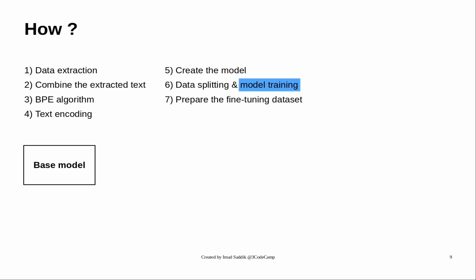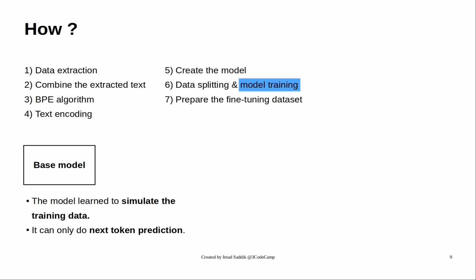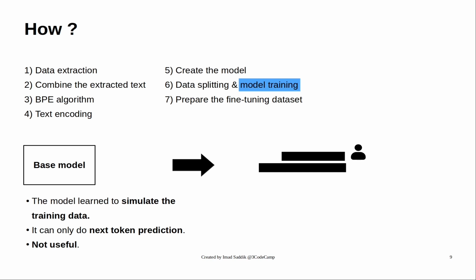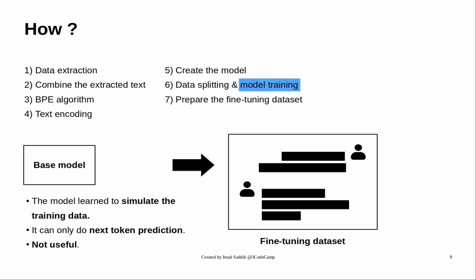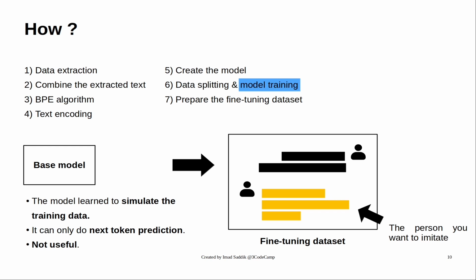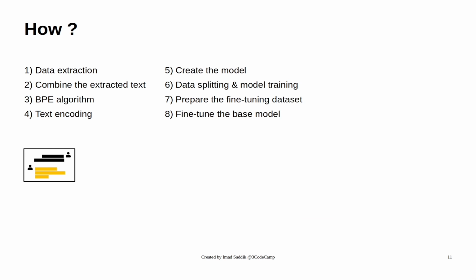After training, we will have a base model. This model can predict the next word based on the training data, but it is not very useful yet. To make it useful, we need to fine-tune it. We will create a fine-tuning dataset. The orange section is where you put the messages of the person you want to imitate. If you want the model to chat like you, then put your messages there. In the last step, we fine-tune the model using this special dataset.